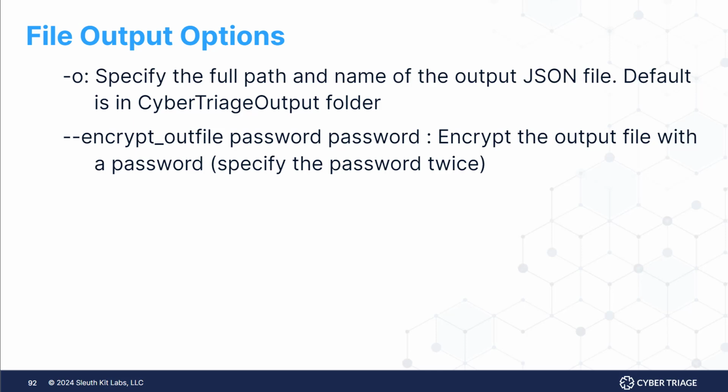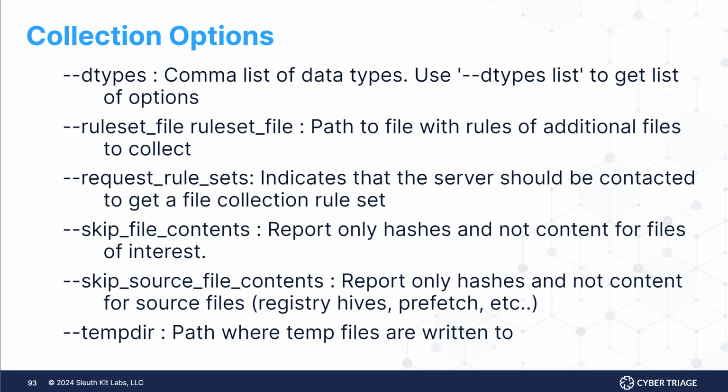And just as we saw with the GUI, you can apply a password to the created JSON file, just by passing the encrypt out file password option and then writing the password twice. Where things get really interesting is with the collection options. For starters, you can specify data types, and these are the same data types that we saw in the GUI. In the GUI, you get a checkbox; when you're using the command line, it's --dtypes, and then a series of codes for the different data types you want to collect. We'll look at those codes on the next slide.